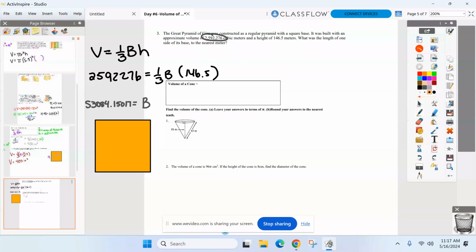Everyone getting capital B about 53,084? That is the area. All right, let's talk now. That's my area, not perimeter. So I don't want to hear, oh, divide by 4 to find the side. That's not perimeter, it's area. I got to do something else here.